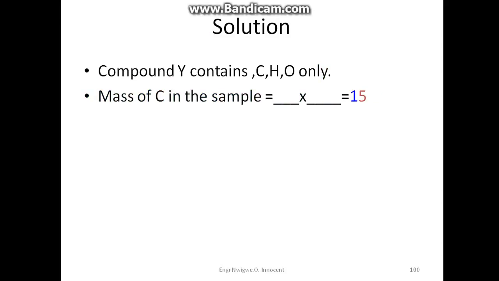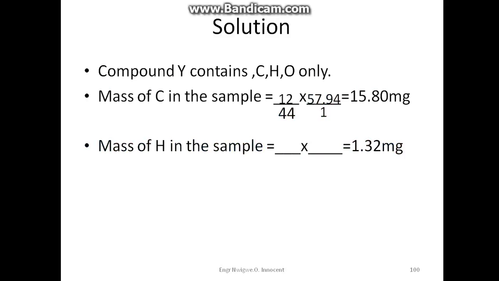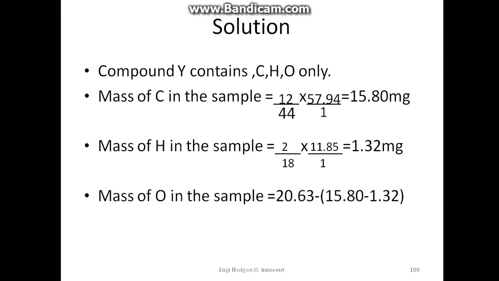Mass of C in the sample is equal to 12 over 44 times 57.94 over 1, which gives us 15.80 mg. Mass of H in the sample is equal to 2 over 18 times 11.85 over 1, which will give us 1.32 milligrams. Mass of oxygen in the sample is equal to 20.63 minus 15.8 minus 1.32, which will give us 3.51 milligrams.